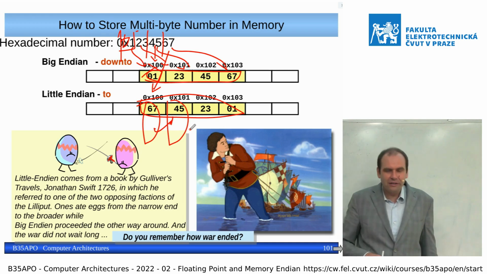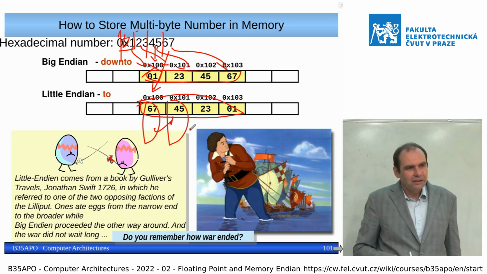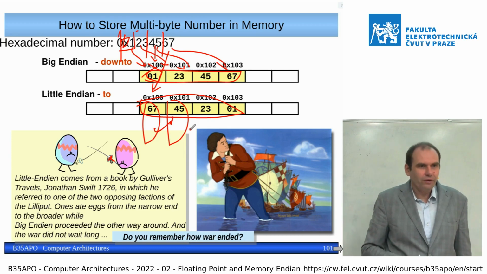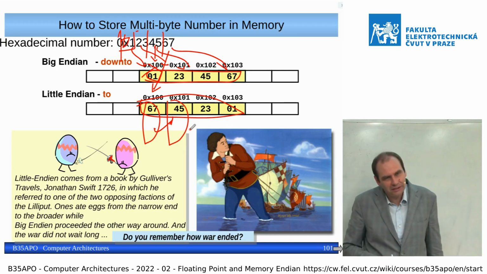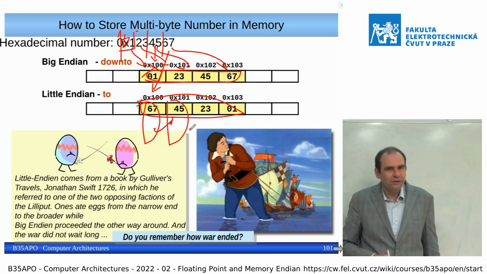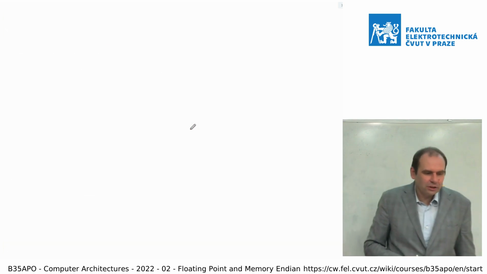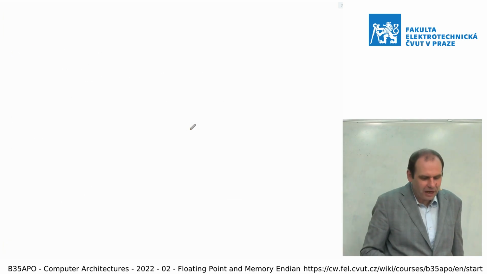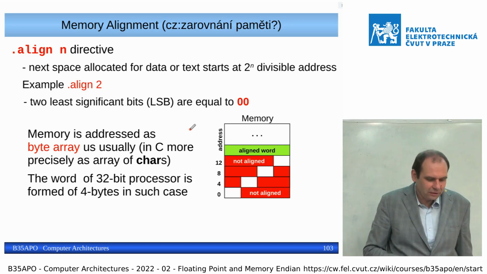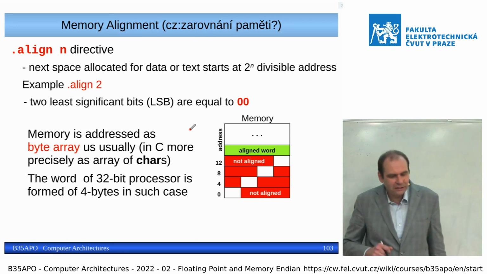But in the computers today, for some reason, maybe it is Intel that won or so on, even the architectures which used big endian in the past have switched to little endian today. So today little endian is more common.